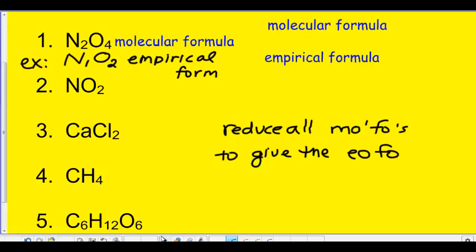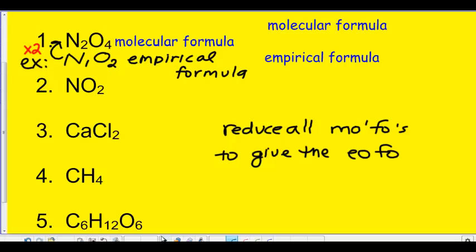So what you may notice is that when you go from the empirical to the molecular, you're really just multiplying those subscripts by some whole number. So the molecular formula is always a whole number multiple of the empirical, okay? And the number we would have to multiply those subscripts by would be obviously 2, and that would give us the molecular. We could just multiply all those subscripts by 2 and we'd get the molecular.